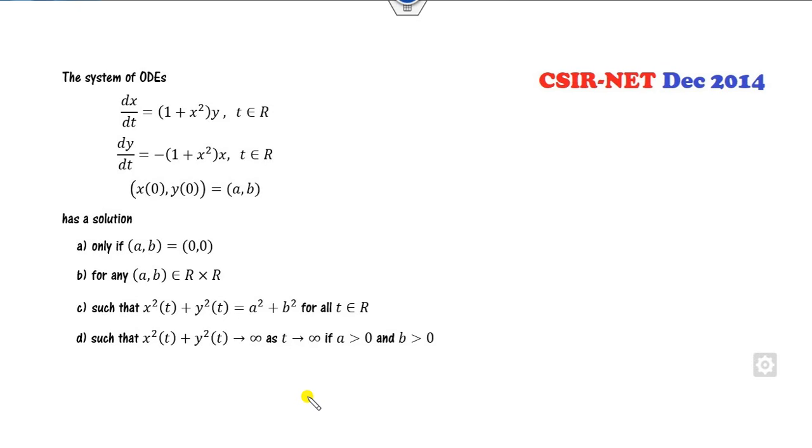Okay, look at this another one. The system of the equation is here. The solution exists only this and this. Okay, now your target is to find the x and y.